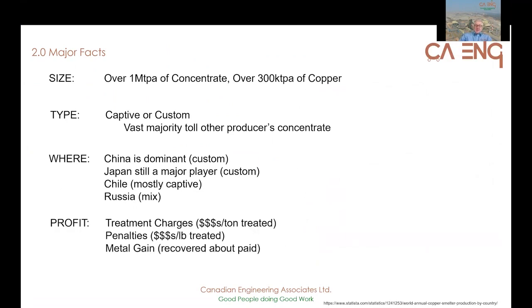Treatment charges. They charge for every ton of concentrate they treat. They charge penalties for the deleterious elements like the arsenic, so dollars per pound of arsenic that they have to cope with. But most importantly, they make a metal gain. They pay for a certain amount of the values in the concentrate, and they normally recover more than what they pay for. So there's some profit in there for them too. So recovery is a very important topic.